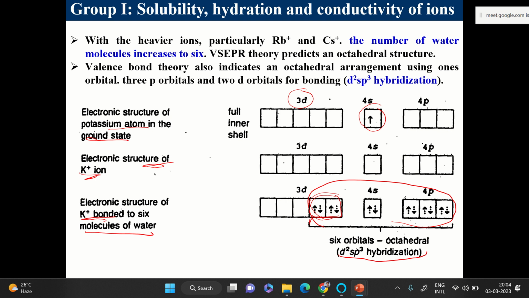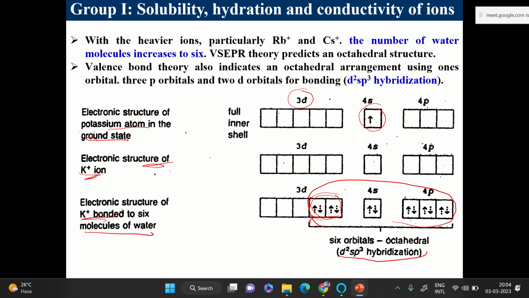So each of these cesium plus and rubidium plus ions or K plus ion, which have d orbitals available in the outermost shell, can undergo this kind of hybridization and can covalently link and form a covalent coordinate bond with 6 water molecules.